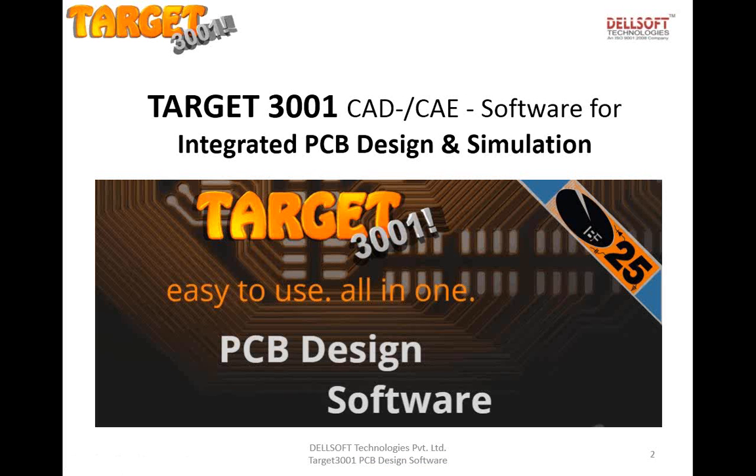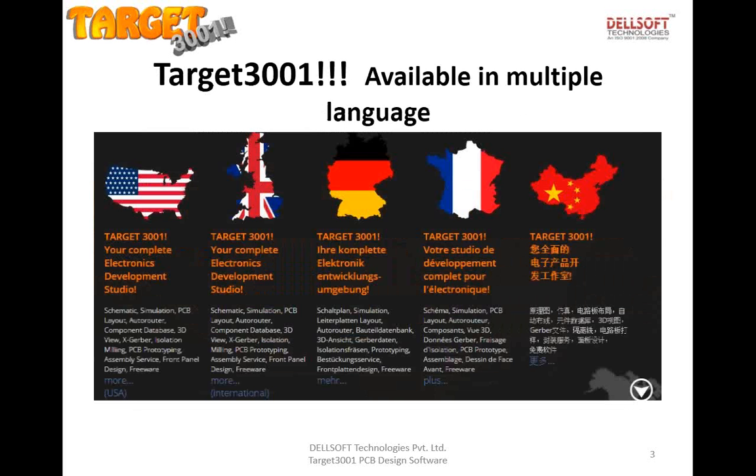I'm Shravan Kumar from Delsoft Technologies, New Delhi, and I'm going to give you a presentation on this software called Target 3001. That is a CAD CAE software for integrated PCB design and simulation. So this is a complete PCB designing tool for doing any kind of PCB design or circuit simulation of electronic circuit and electrical circuit. So it comes in different languages.